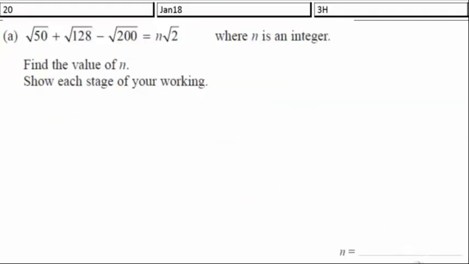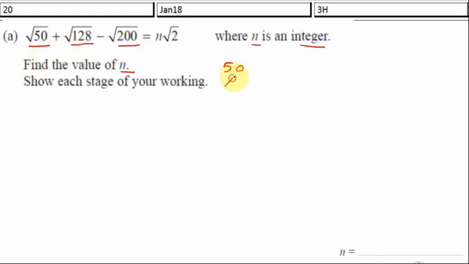Okay. Another question. Question number 20, January 18. Root of 50 plus root of 128 minus root of 200 equals n root of 2, where n is an integer. Find the value of n. Okay. For the first term, 50 is not a perfect square number, so it's a surd. 128 not a perfect square number, surd. 200 not a perfect square number, surd. Okay, so we have to find the factors for each number.